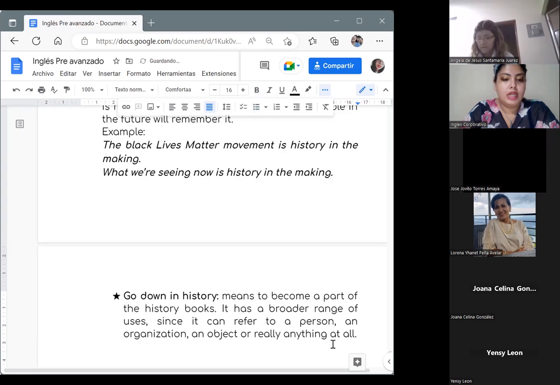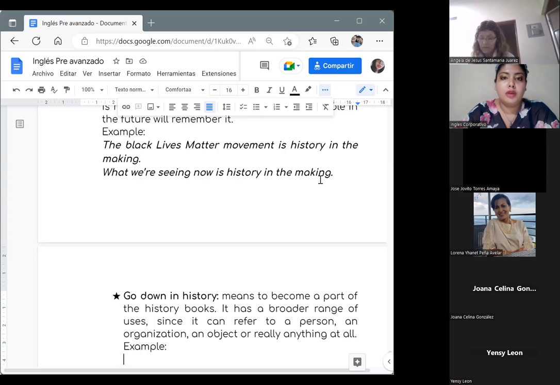And we have the example. In this example it says, vinyl records have gone down in history as one of the most important technological developments for the music industry. Then we have number two, Greta Thunberg will go down in history as one of the most influential people of the 21st century. And number three, this day will certainly go down in history.